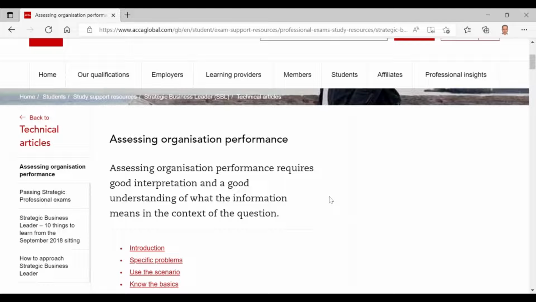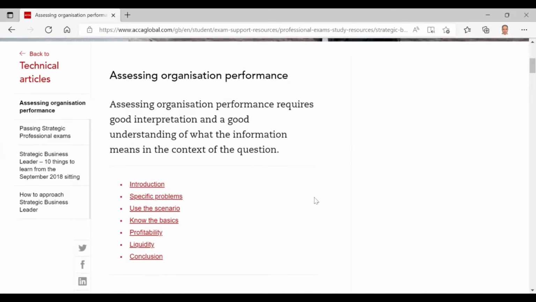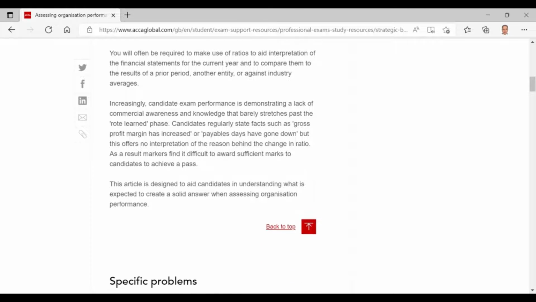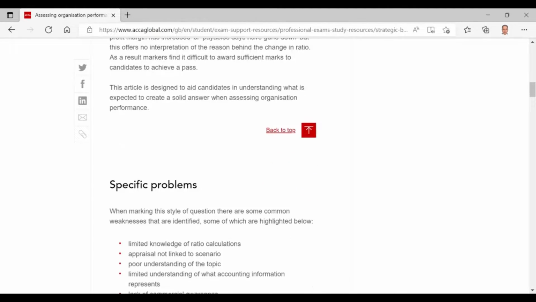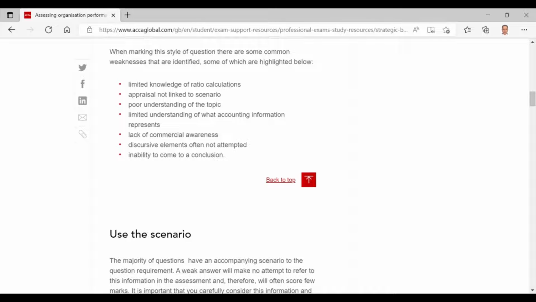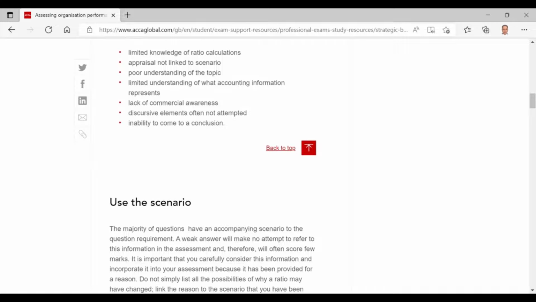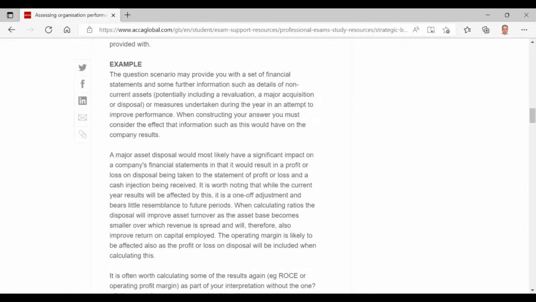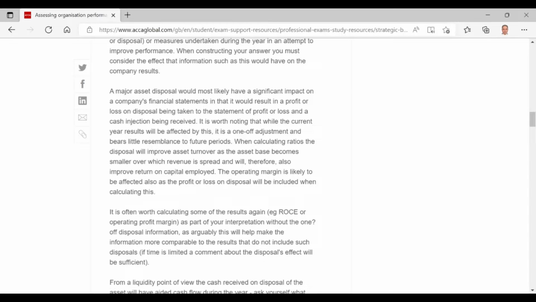This article was adapted and updated for the SBL paper from an article originally written by Bobby Ritalik. The article provides good practice on the exam scenario and helps the SBL candidates understand what is expected to create a solid answer when assessing organization performance. The article highlighted some common answer weaknesses, such as limited knowledge of ratio calculations, and not linking the appraisal to the scenario. Poor understanding of the topic, and what accounting information represents. Lack of commercial awareness. The article then goes on to explain how to use the exam scenario.